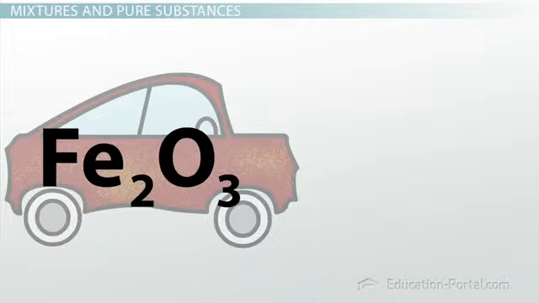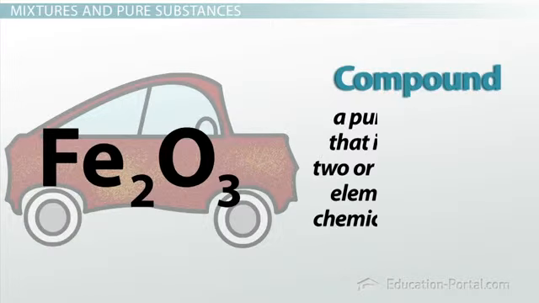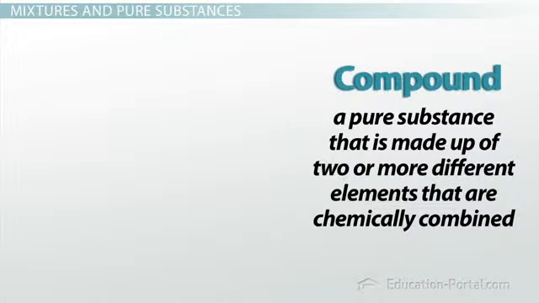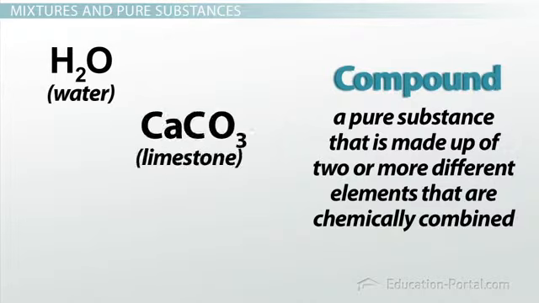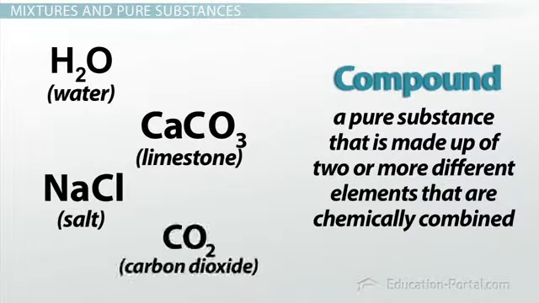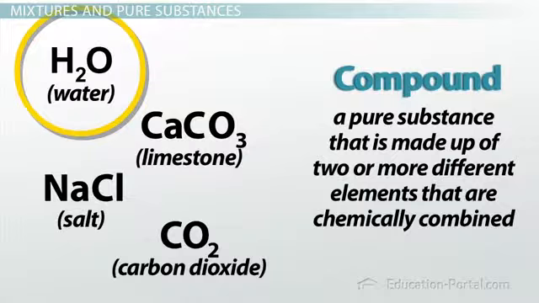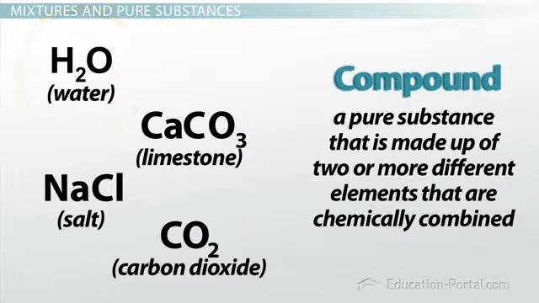This new substance is called a compound. A compound is a pure substance that is made up of two or more different elements that are chemically combined. Several common compounds include water, limestone, salt, and carbon dioxide. It is not easy to separate the elements in a compound because it requires a chemical reaction. For example, if I wanted to separate the oxygen from the hydrogen in water, I would have to do a lot more than just pull them apart. They would have to undergo a chemical reaction to split them.